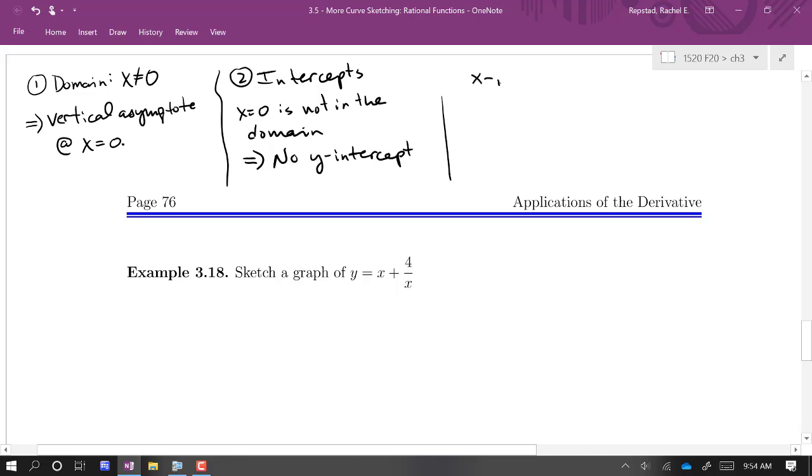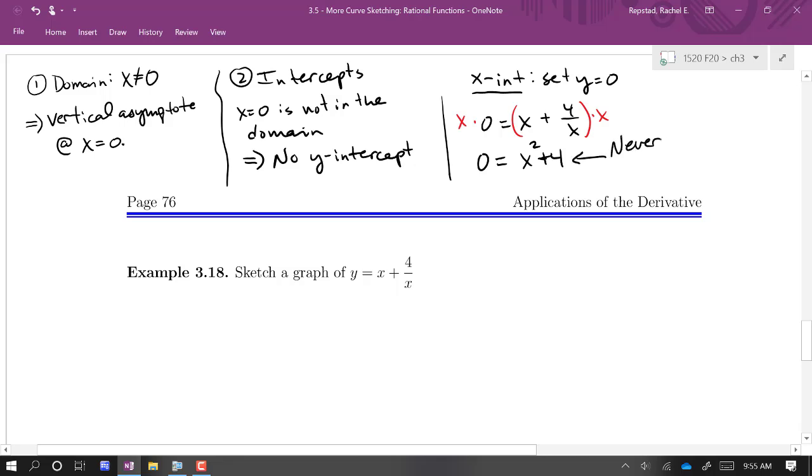For the x-intercept, we're going to set y equal to 0. When we do that, our equation looks like 0 equals x plus 4 over x. It's an equation with fractions. Let's clear denominators. I'm going to multiply both sides by x. And when we do that, if we distribute, we get 0 equals x squared plus 4. X squared plus 4 is always positive, right? X squared will be at least as big as 0, and then we're adding 4. So this never happens, and that means that there is no x-intercept. So there's no y-intercept, there's no x-intercept. The graph of this function never crosses either of the axes.